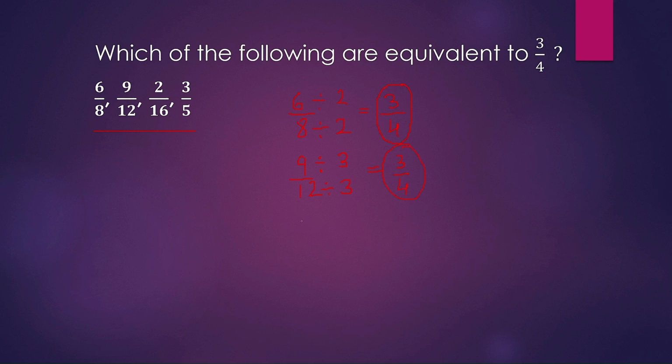Now, 2 by 16. The common factor is 2, but when we divide it, we will get 1 by 8. Here, the answer is not coming 3 by 4. So, that means 2 by 16 is not equivalent to 3 by 4. And then we have another fraction, which is 3 by 5. No common factor other than 1, so it is already in its lowest form. So, 3 by 5 is also not equivalent to 3 by 4. So, our answer is going to be 6 by 8 and 9 by 12.